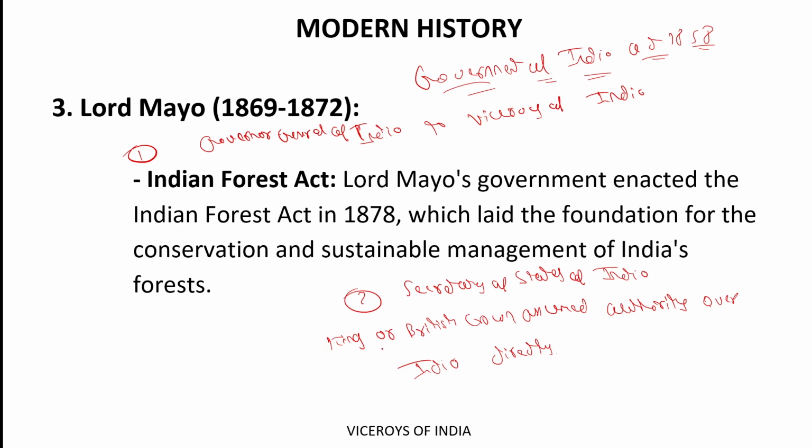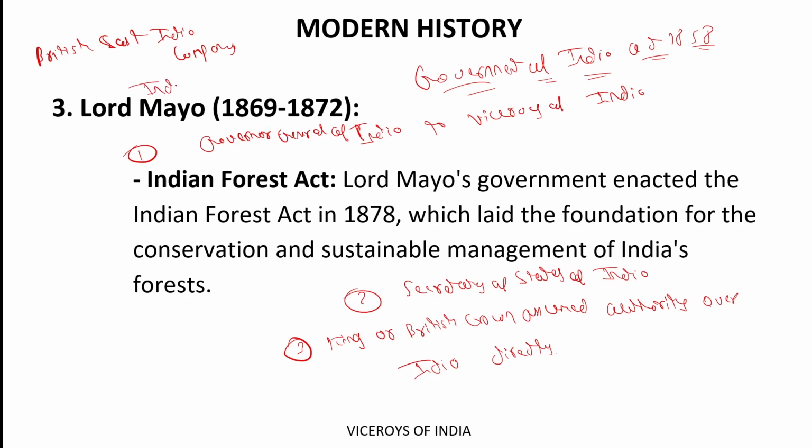He was responsible for maintaining the proper implementation of policy, reporting back to the Crown what is going on in India, and how the Viceroy is performing. These all tasks were carried out by the Secretary of State of India. And the third point was that the King or the British Crown of Britain assumed direct authority over India. Before this, the British East India Company was ruling India on behalf of the British Crown or the British government.